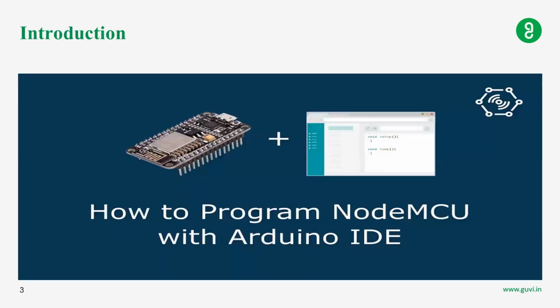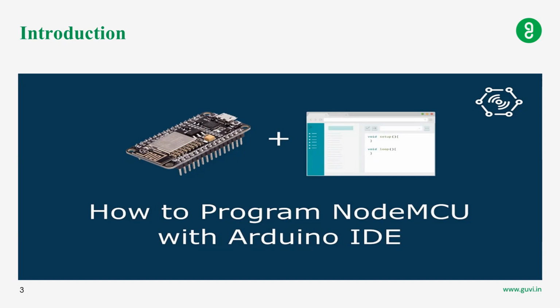So, introduction: how to program NodeMCU with the Arduino IDE. Setting up a development environment for the NodeMCU ESP8266 involves configuring your computer to write, compile, and upload code to the NodeMCU board. You install the Arduino IDE or PlatformIO, an integrated development environment, to write and upload code to your NodeMCU ESP8266. You can choose between the Arduino IDE or PlatformIO, both of which support ESP8266 development. The Arduino IDE is beginner friendly and widely used.